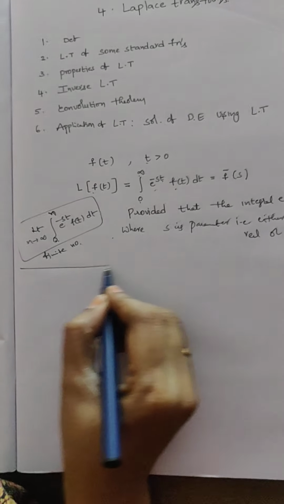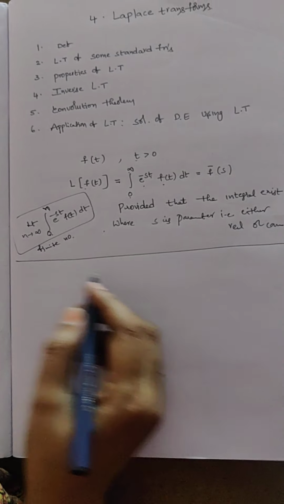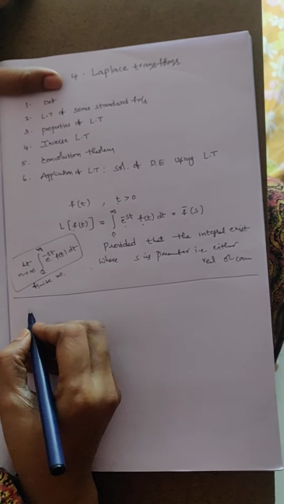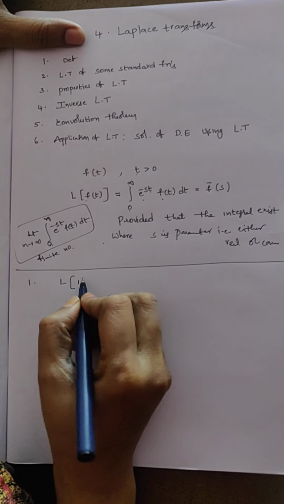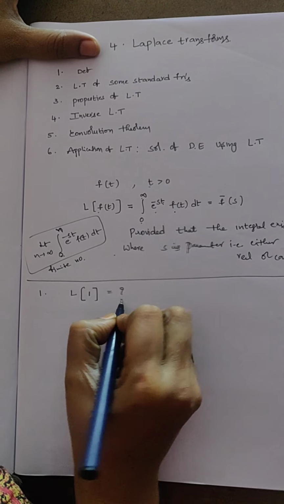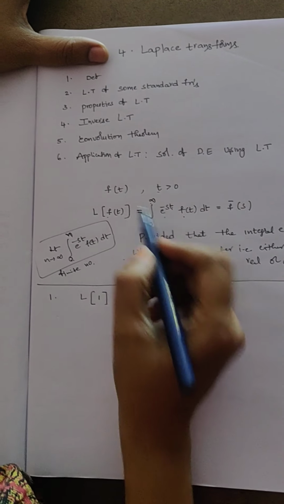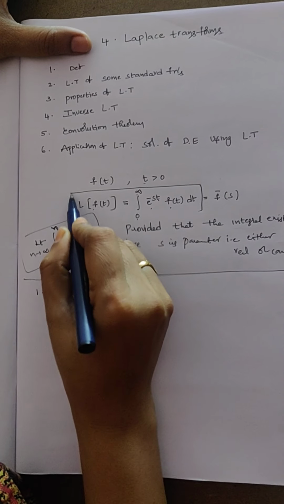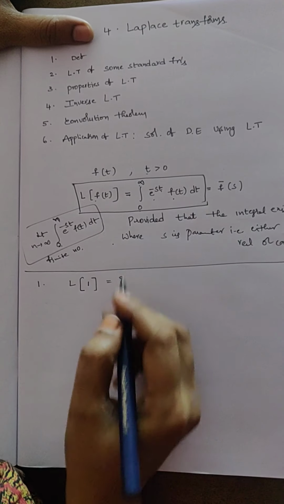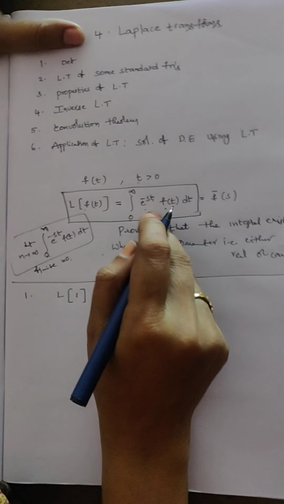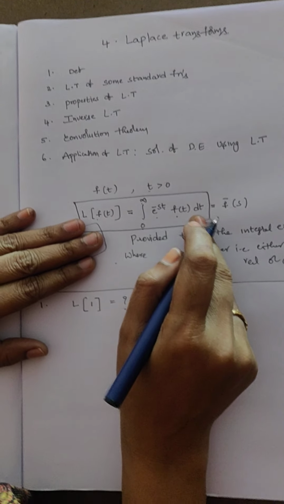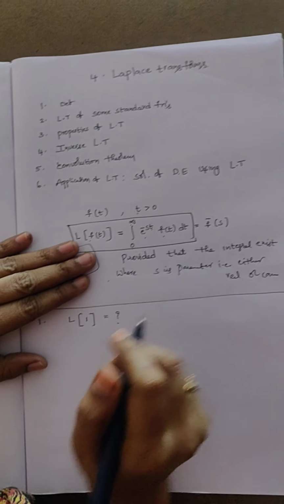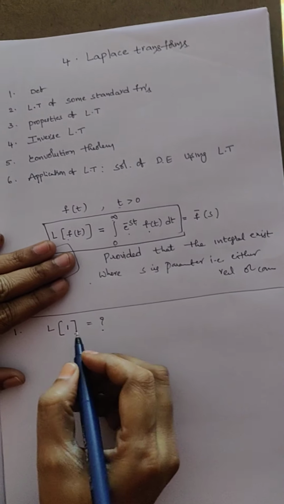After seeing the definition, we find Laplace transforms of some standard functions. The first one is the Laplace transform of 1. Up to now we know only the basic definition, L of f of t equal to integral 0 to infinity e power minus st f of t dt. So by using this definition, we have to evaluate L of 1.